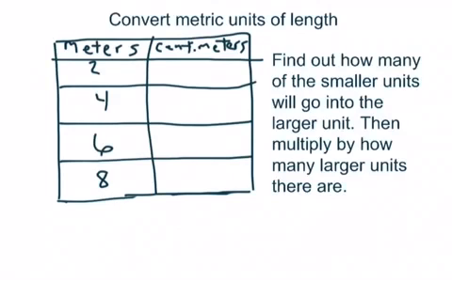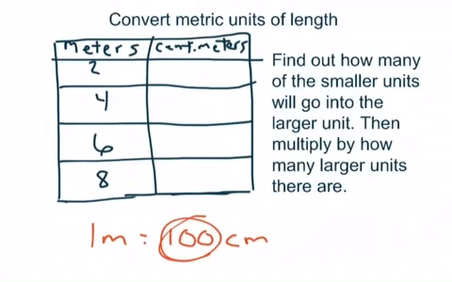So what you really want to do is just find out how many of the smaller units will go into one of the larger units. For example, in this case, I have meters and centimeters. So I want to find out, okay, how many centimeters will go into 1 meter? Well, I know that 1 meter equals 100 centimeters. So I'm going to use this 100 to multiply by how many meters I have. So for example, for 2 meters, I'm going to do 2 times 100 is 200. So there are 200 centimeters in 2 meters.